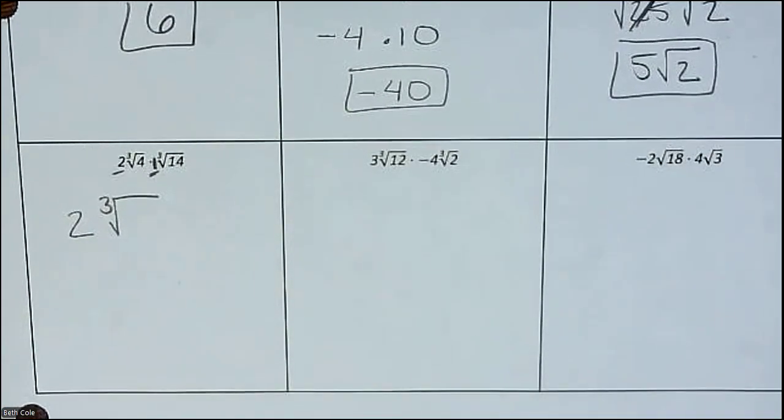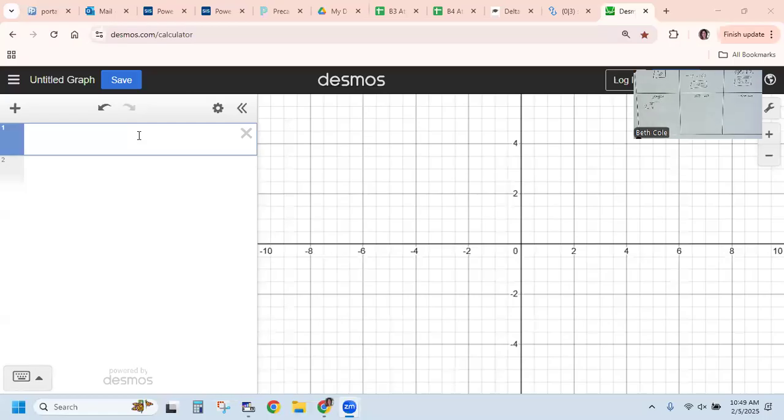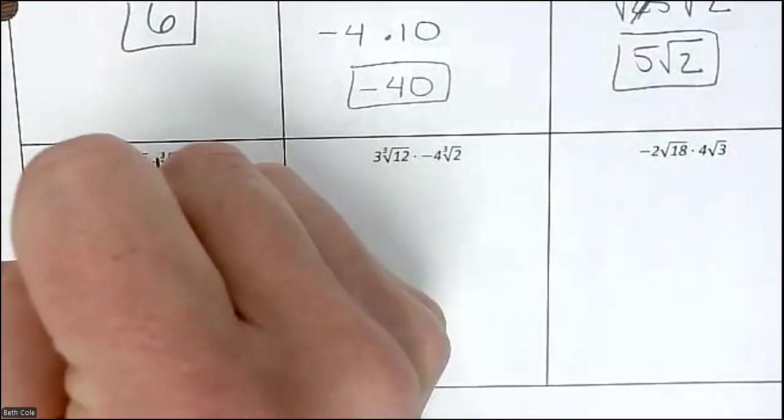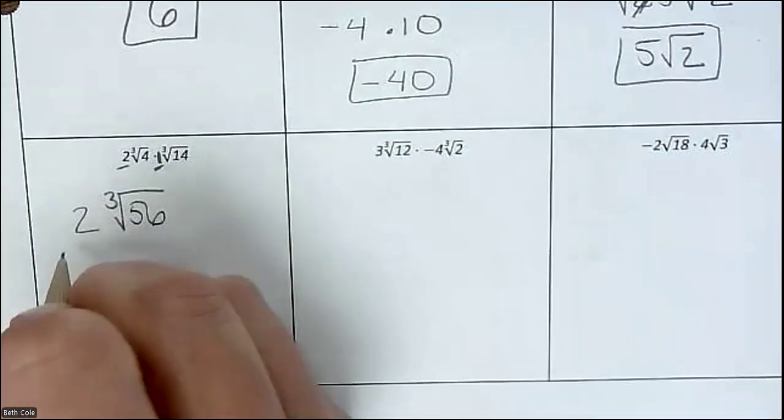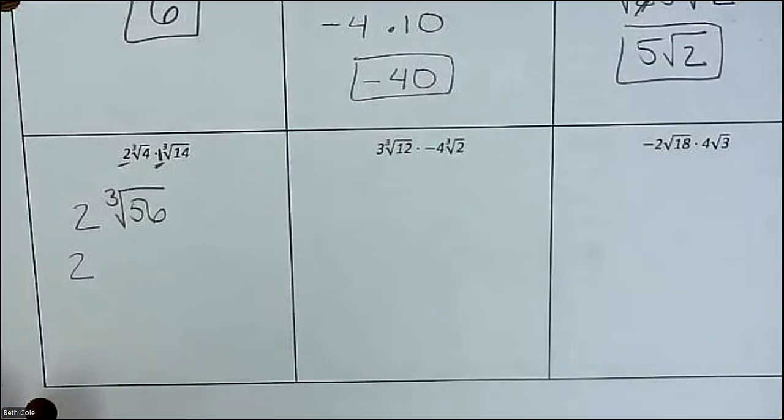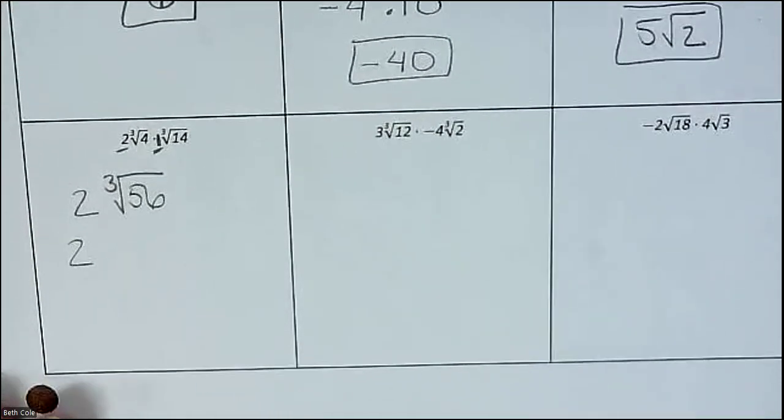Does anyone know that one? Or estimation is a good skill if anyone wants to. 56. Oh, good job. 56. Nice. So 56. So the 2 is just there. I'm sorry, I don't have a better explanation than it's just there, okay?